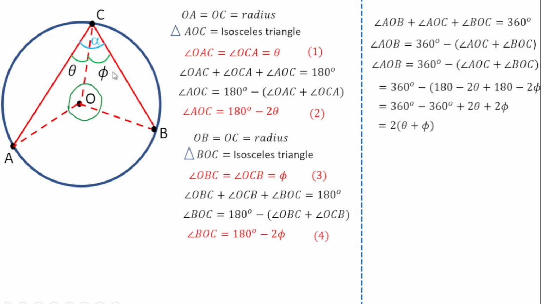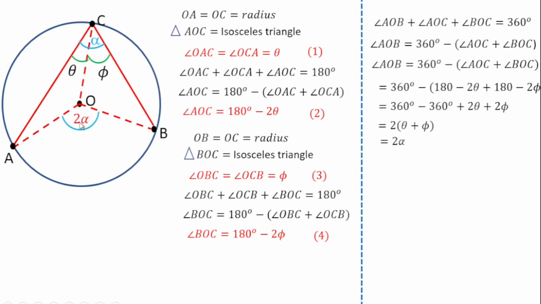Now if I look into the figure, theta plus phi equals alpha. That is, the sum of these two angles is in fact this total angle. So I can rewrite the result as 2 alpha. That means that angle AOB equals 2 alpha.